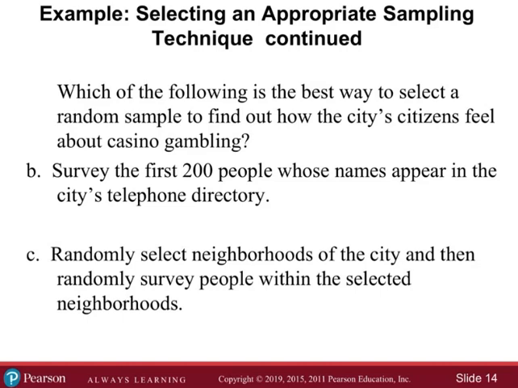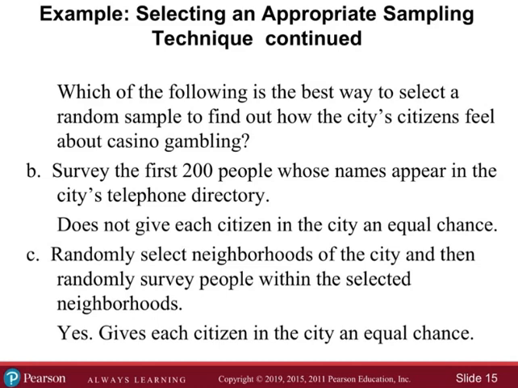Okay, let me see. And so B is just no, right? It does not give each citizen in the city an equal chance. Yes, this gives each citizen in the city an equal chance, right? So then, okay, let's keep going.